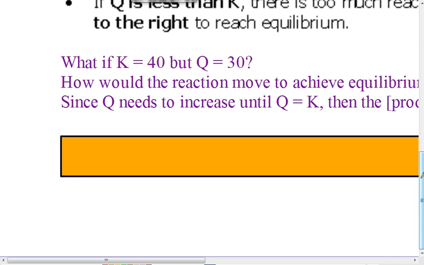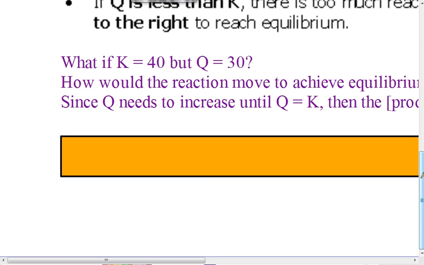Let's say that Elijah has an equilibrium constant of 40. He looks at the chemicals he's mixed together. Currently the ratio is 30. I think we all agree that 40 and 30 are not equal. So currently, is Elijah at equilibrium?